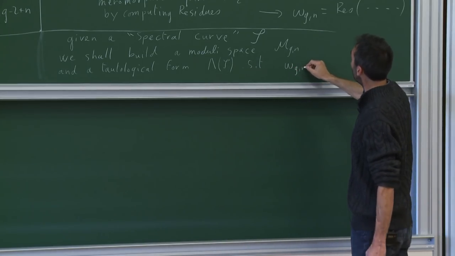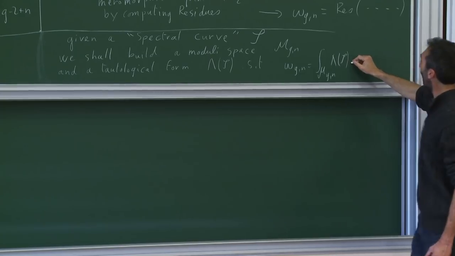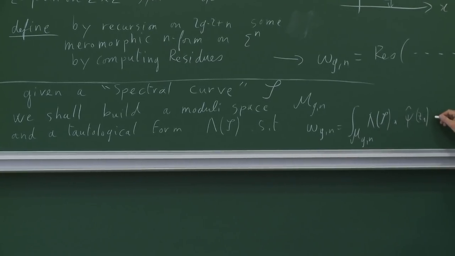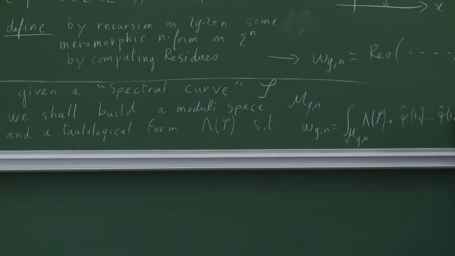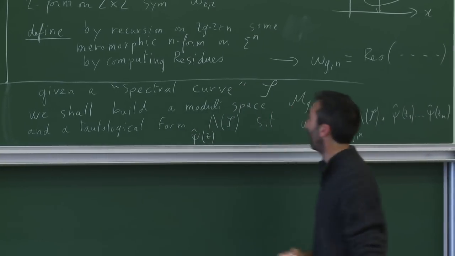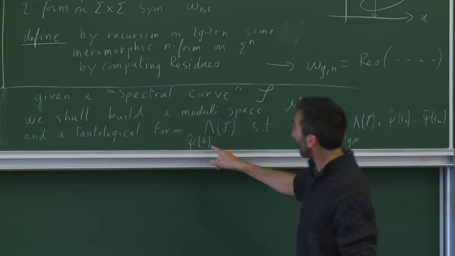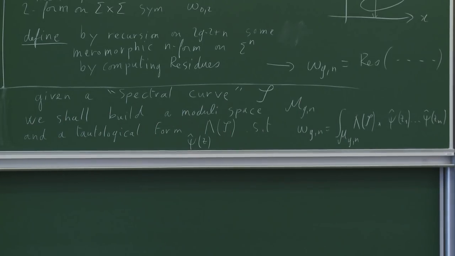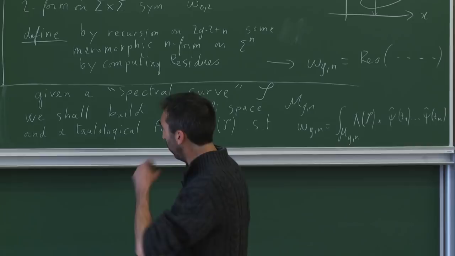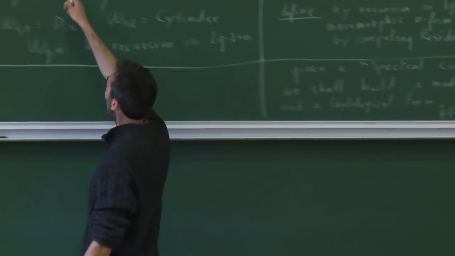the omega g,n are indeed some integral over M_g,n of this lambda of S times some psi hat of z1, psi hat of zn, that are also some cohomology classes. Psi hat of z, that are also some cohomology classes, and they are typically related to Chern classes of line bundles. So we shall build them explicitly. Line bundles on what? On the spectral curve or the Riemann surface? No, line bundles on the moduli space.